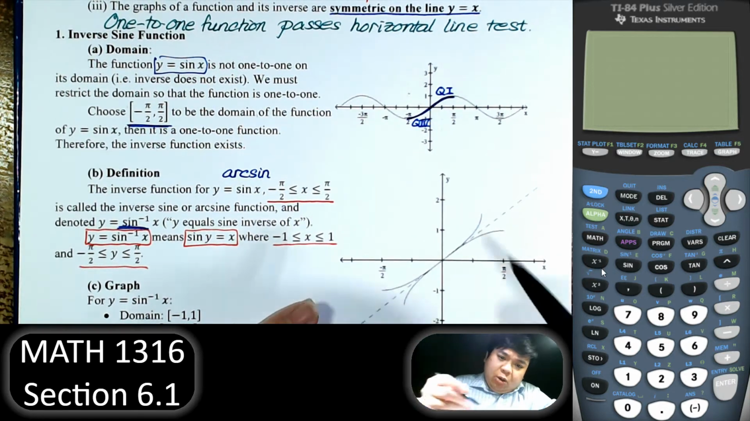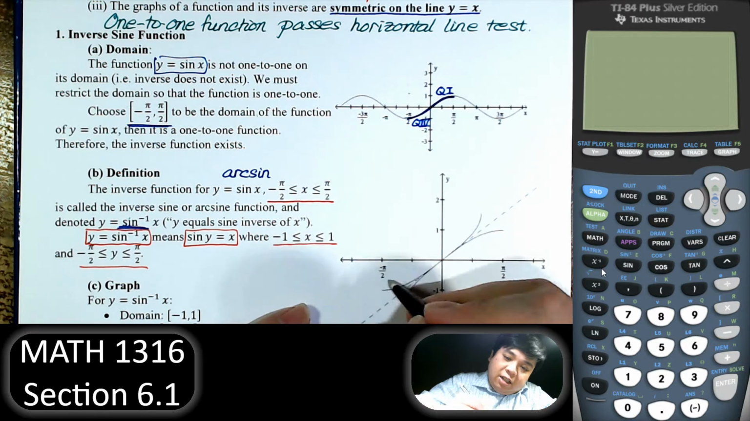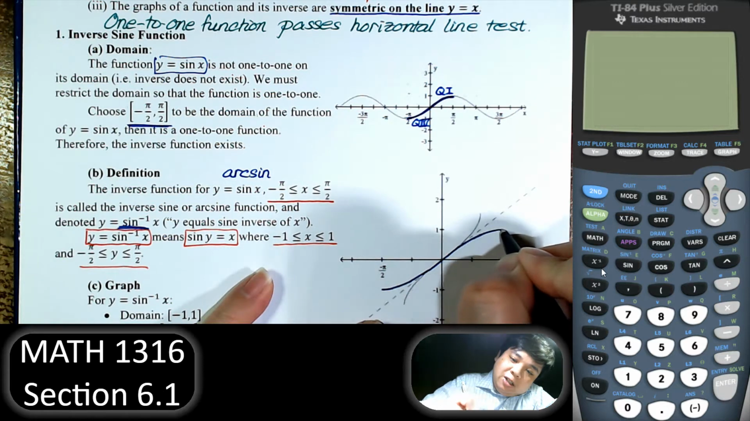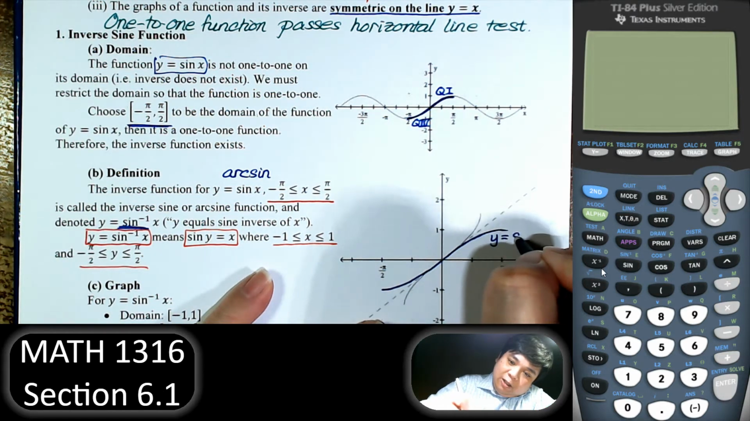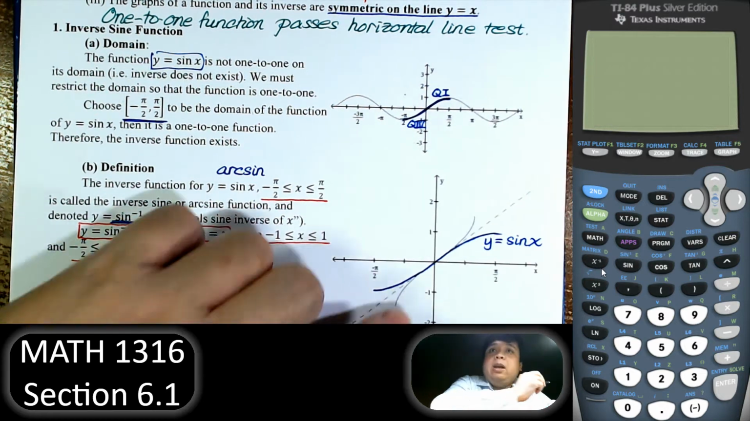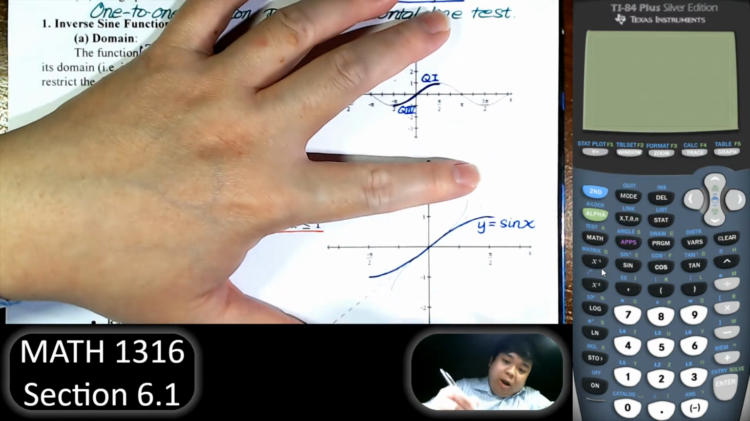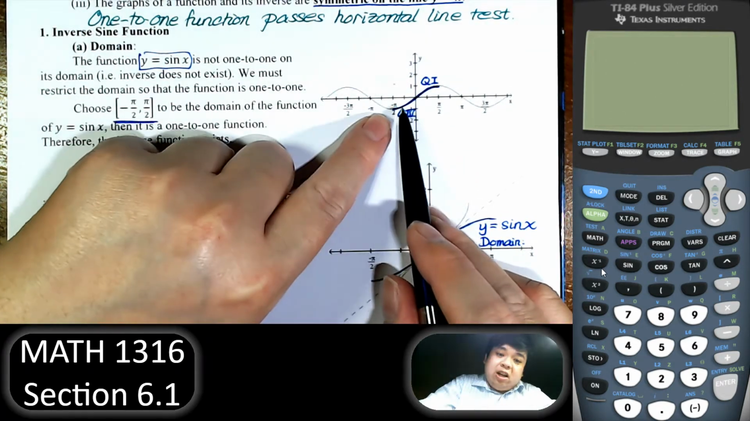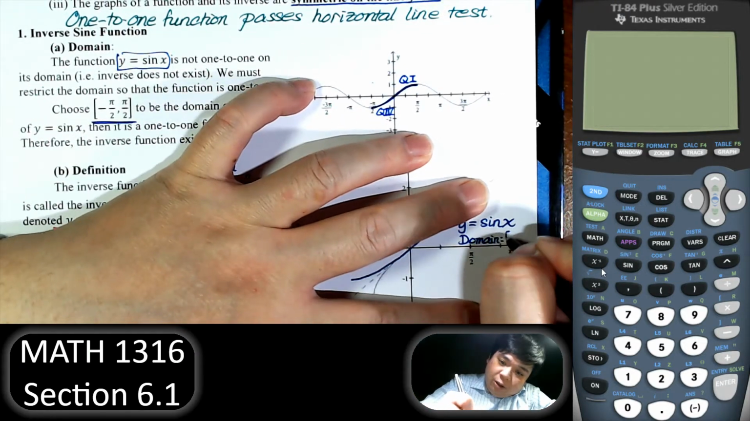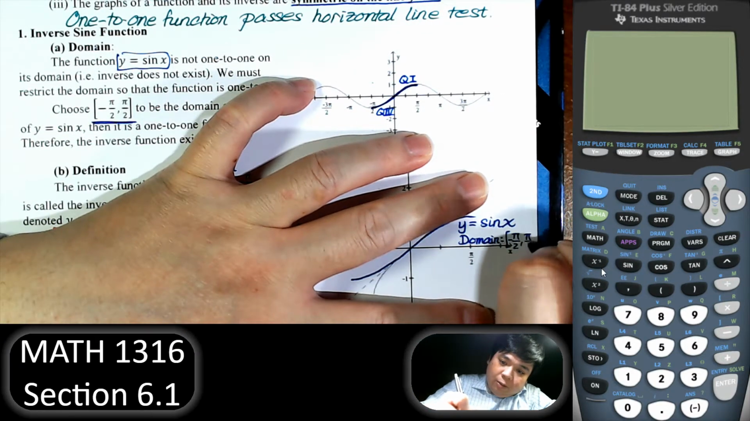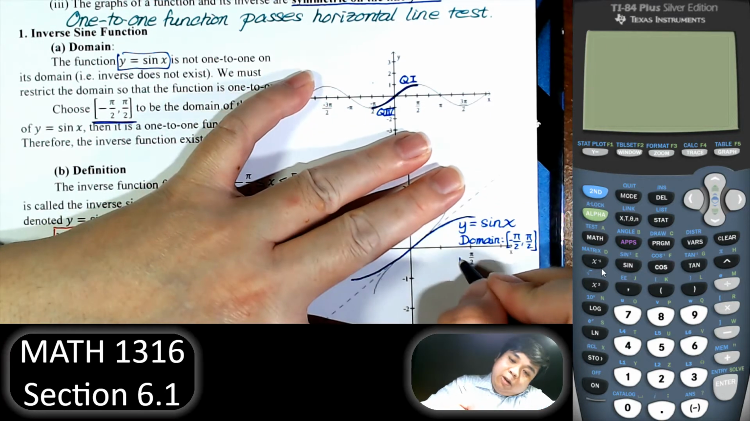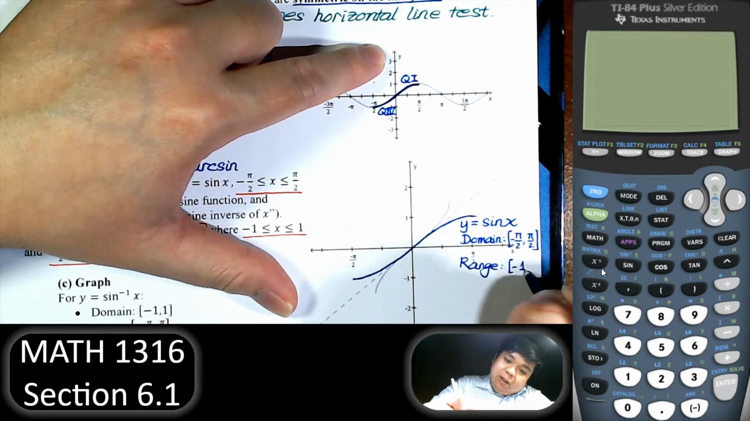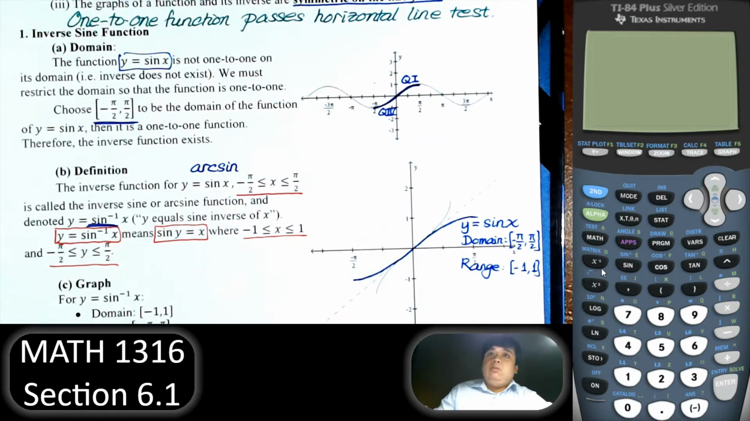So this is the sine x. Let me draw this on the graph. This is y equal to sine x, and for y equal to sine x, the domain, as we said earlier, is from negative pi over 2 to pi over 2, and the range is from negative 1 to 1. So that is for the sine function.